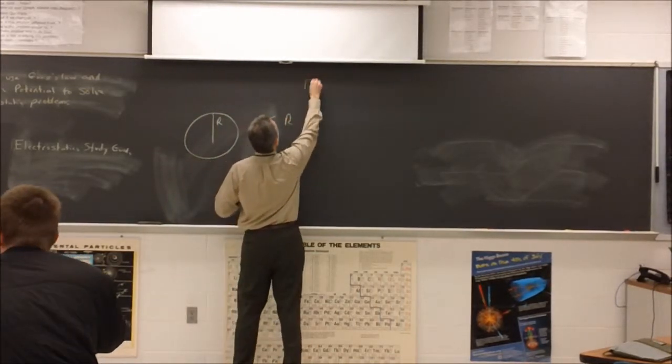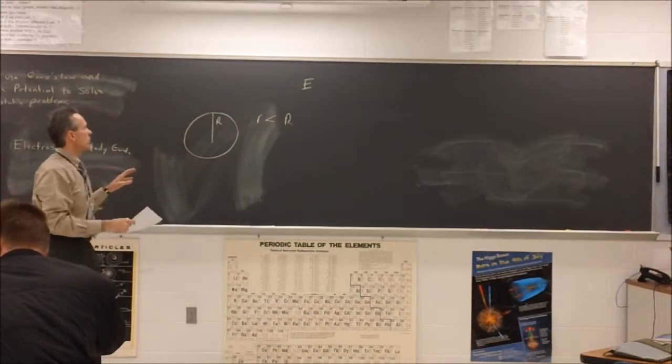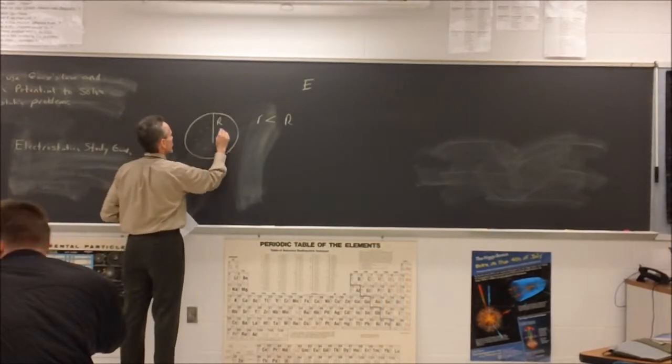Okay, the first thing I'm looking at is the E field. I'm just going to be looking at the region between r is less than big R. So I'm looking at the Gaussian in here.